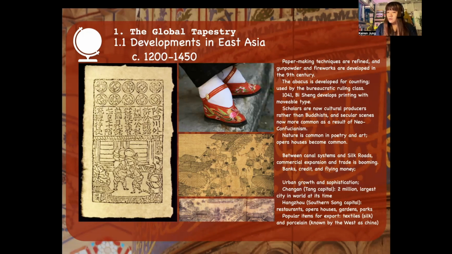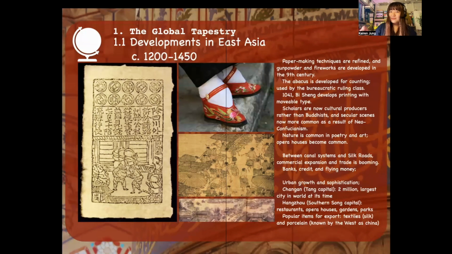Urban growth, there were a lot of cities that were growing at this time. There was a lot of sophistication in these cities. Chang'an, which was the Tang capital. There were 2 million people there. It was the largest city in the world at its time. Hangzhou, which was the southern Song capital. You had restaurants, opera houses, gardens, and parks. It was very much a city as we envision it today. The popular items for export were textiles such as silk and porcelain, which was known by the West as China, and that continues to this day.